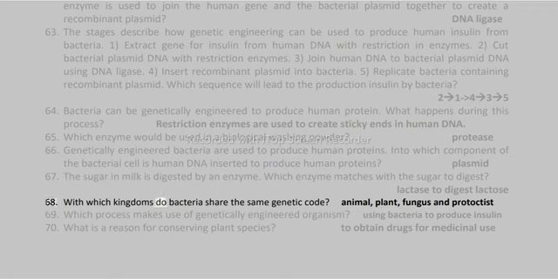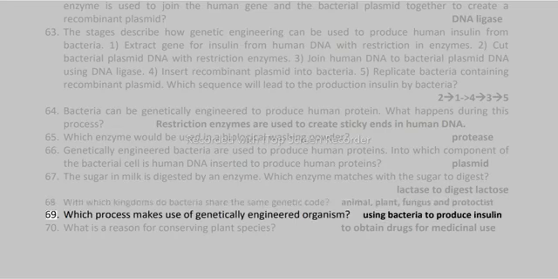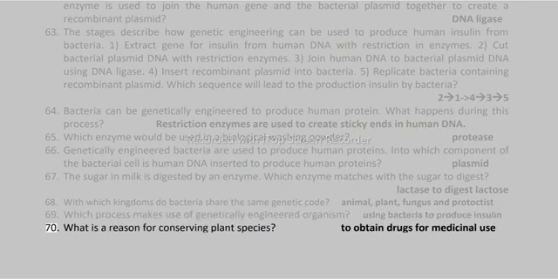68. With which kingdoms do bacteria share the same genetic code? Animal, plant, fungus, and protoctist. 69. Which process makes use of a genetically engineered organism? Using bacteria to produce insulin. 70. What is a reason for conserving plant species? To obtain drugs for medicinal use.